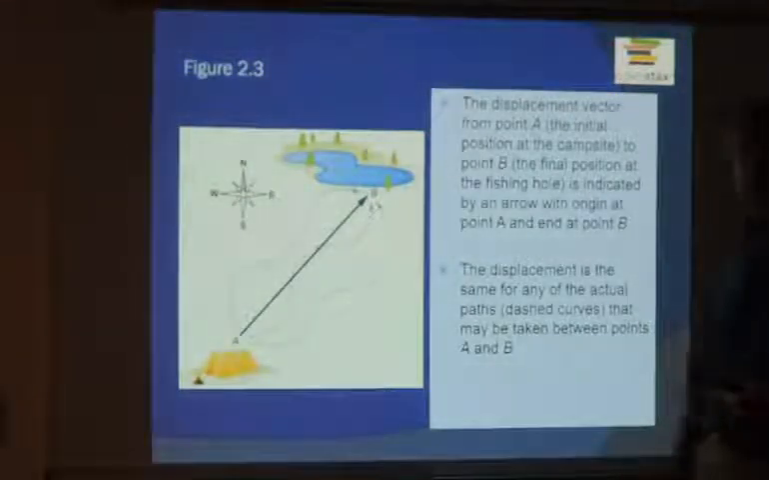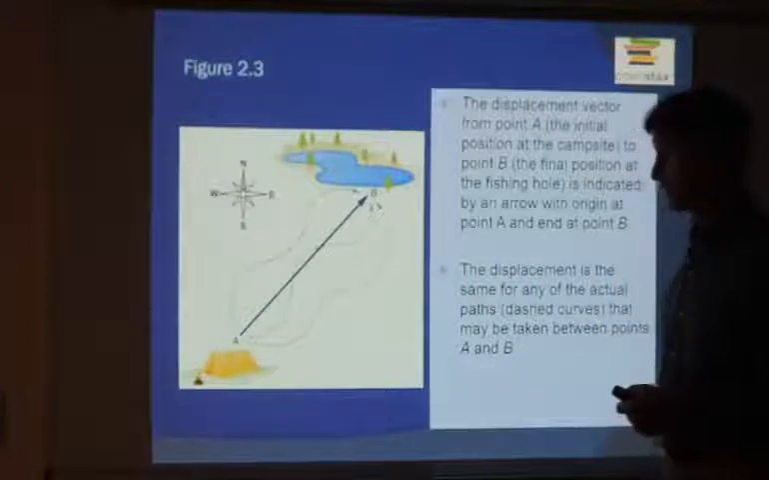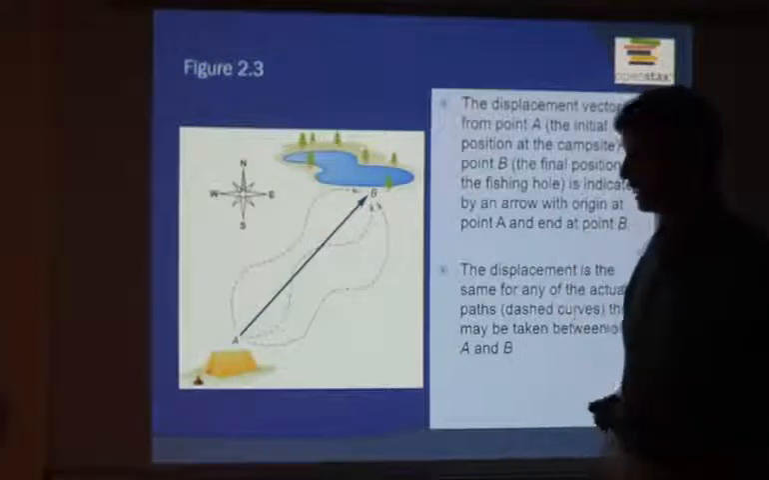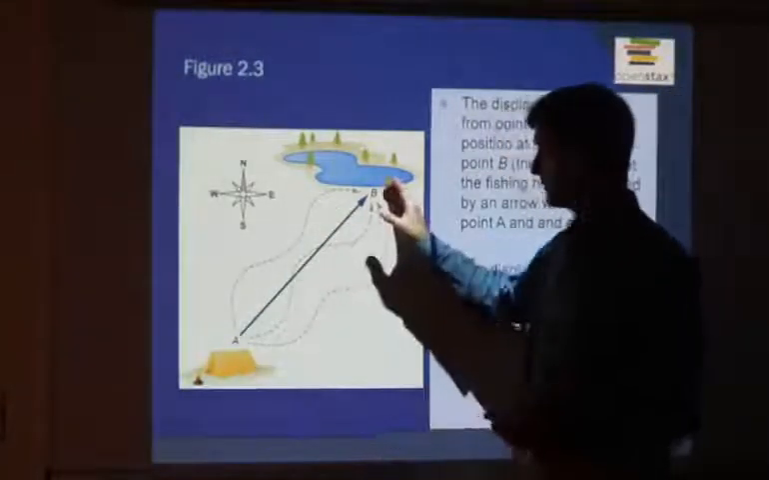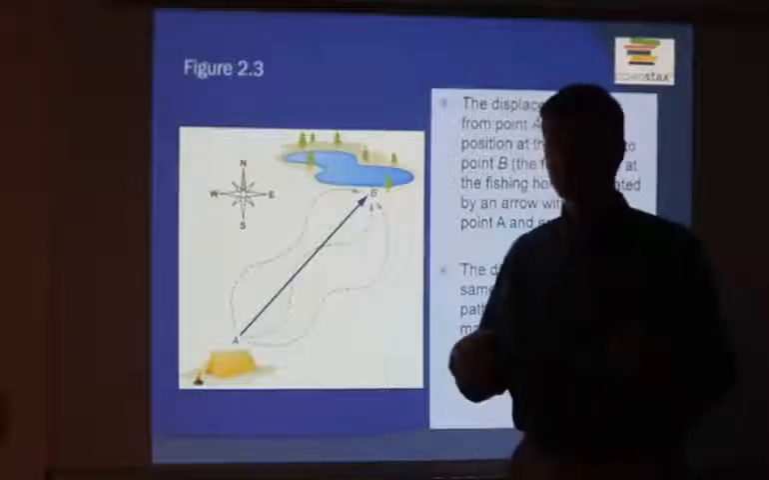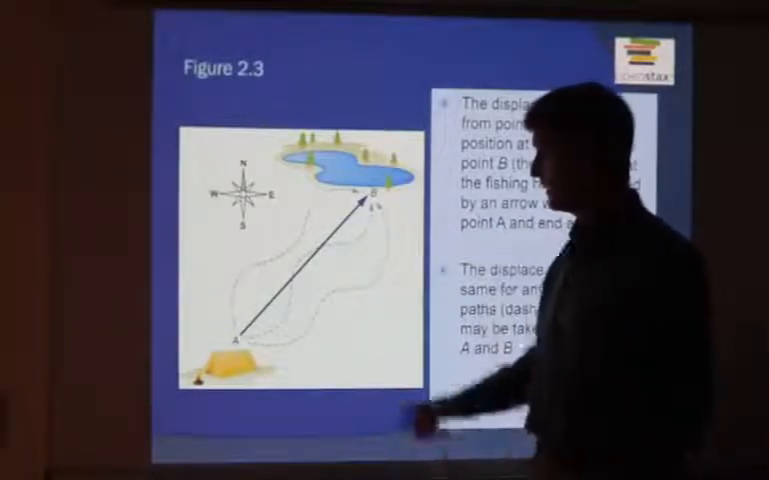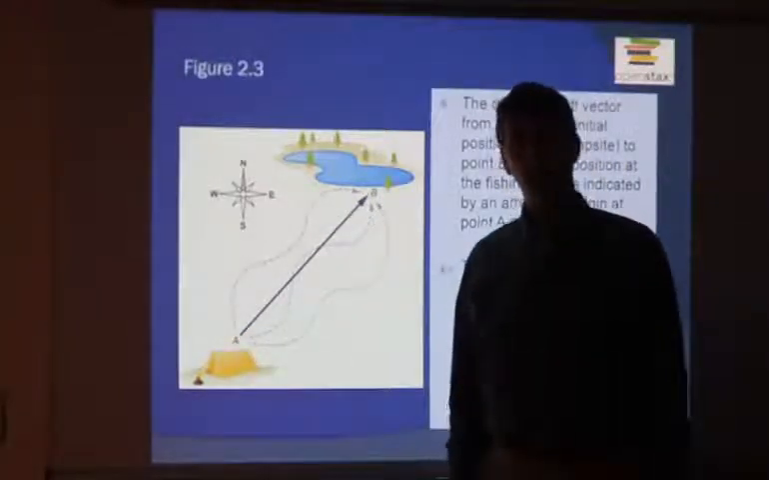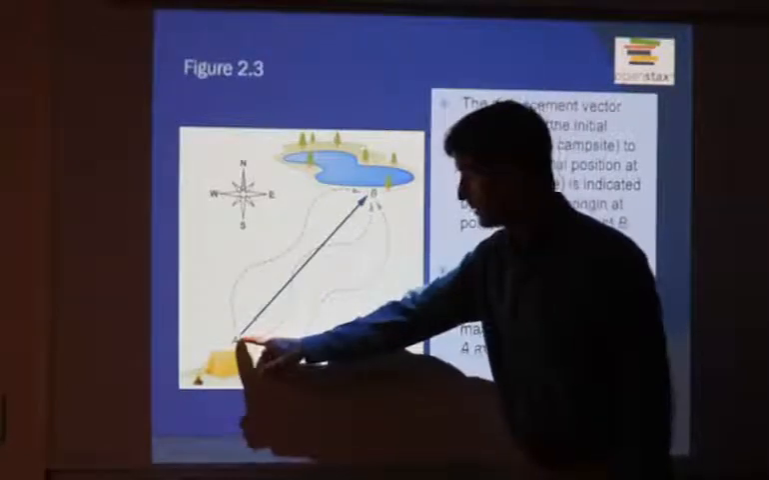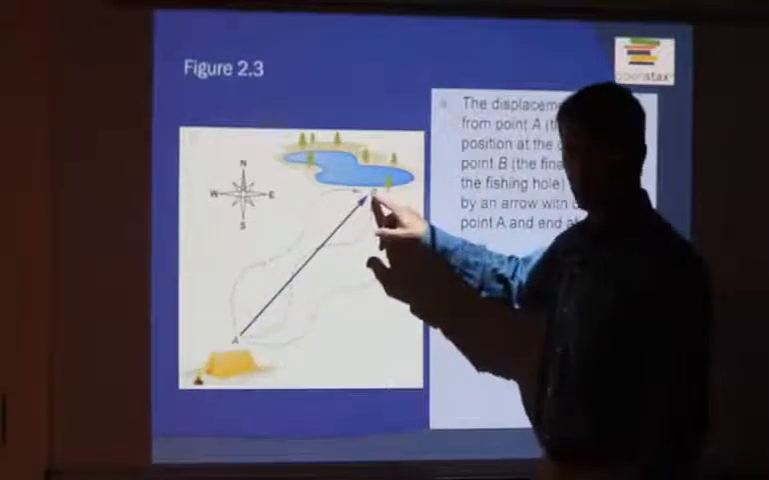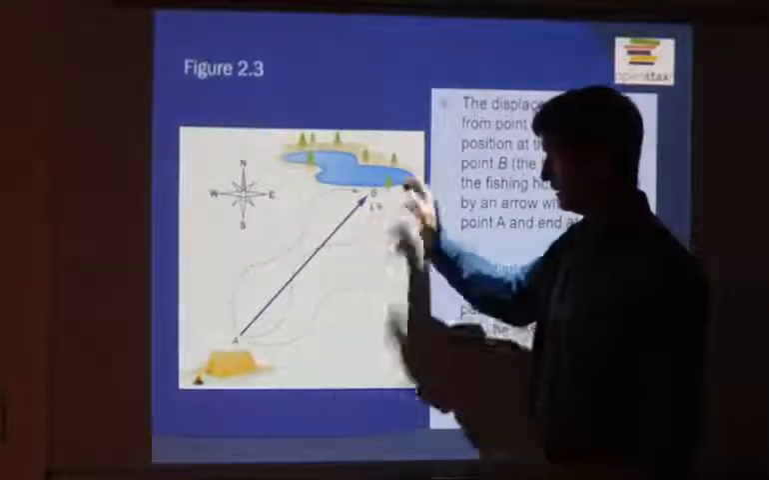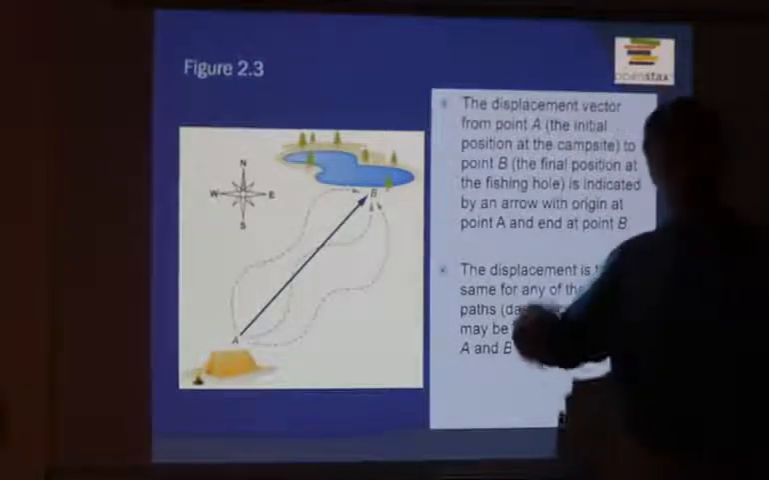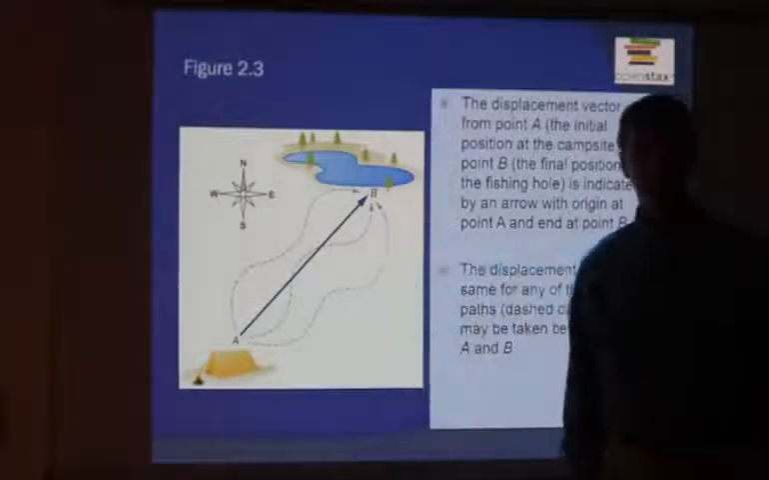A very simple example of a vector is a displacement vector. Displacement says how much your position changed and in what direction. Here we have a campsite and we have a lake. We can reach that lake a number of different ways. Displacement doesn't care. It simply asks, what direction did you go, and how far did you go? Here's my position at the campsite. It's changed by this much to get to the lake, roughly in the northeast direction. So I represent that displacement, that movement from initial to final, with this arrow right here.